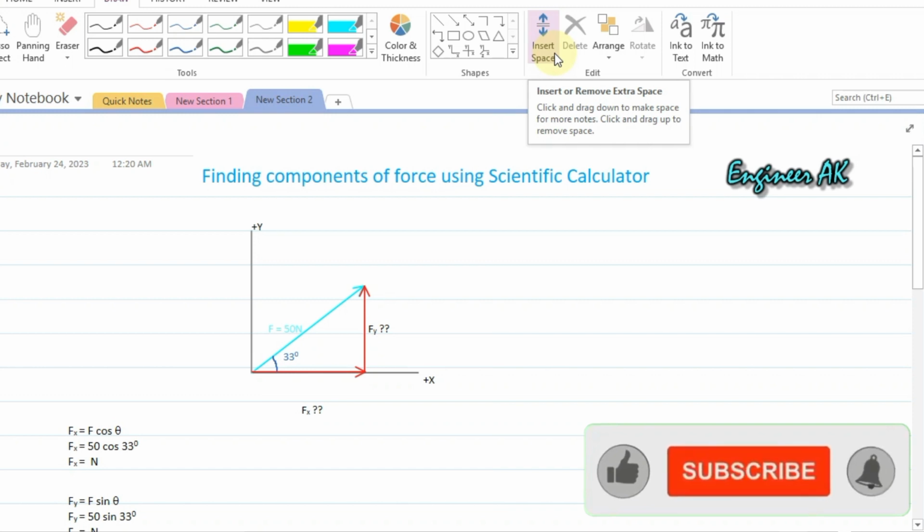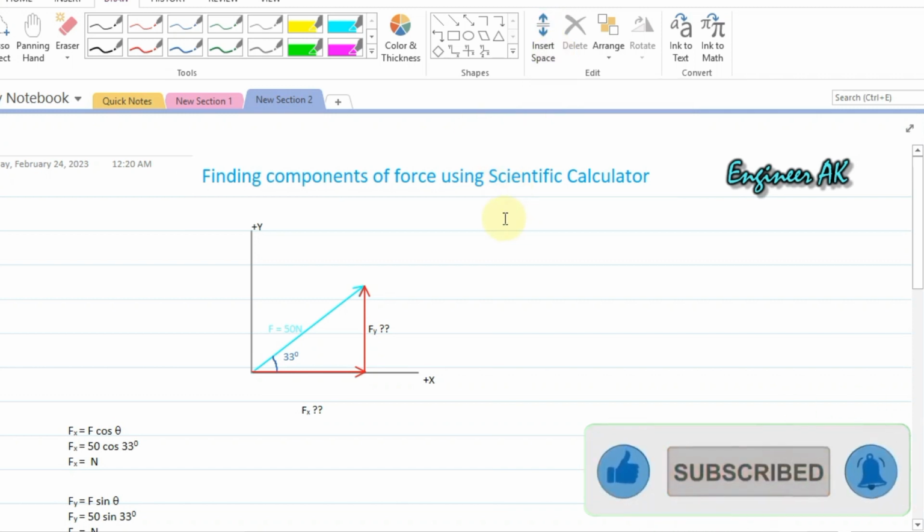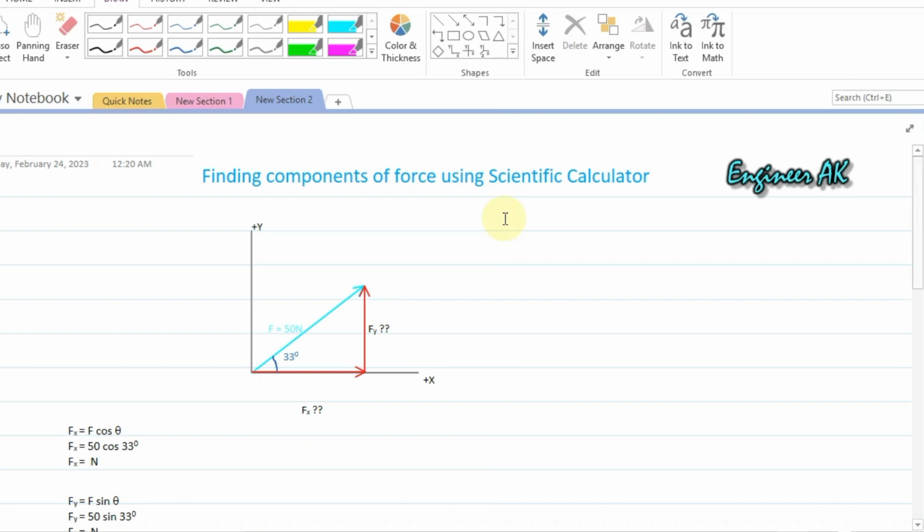Hello guys, what's up? I'm Engineer AK, and today in this video I am going to show you how we can find the components of force using a scientific calculator. So let's see an example.